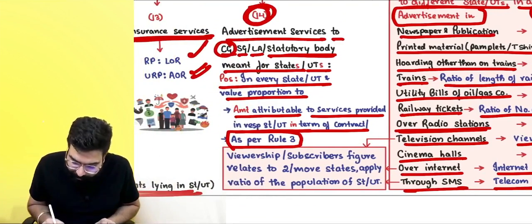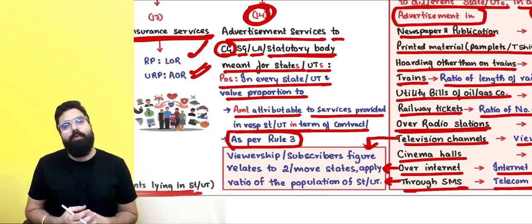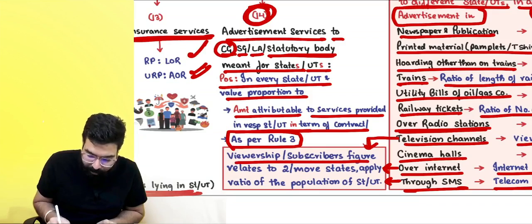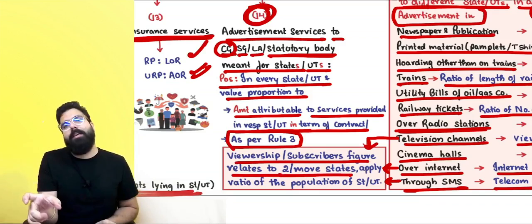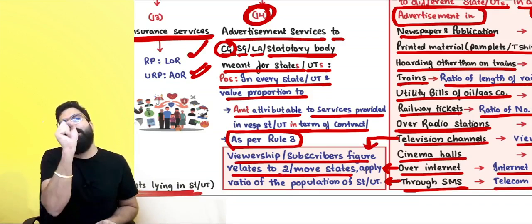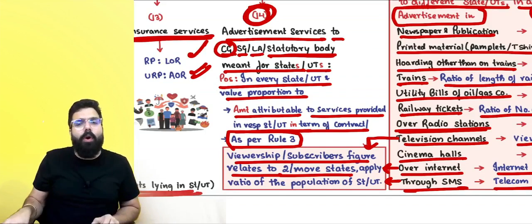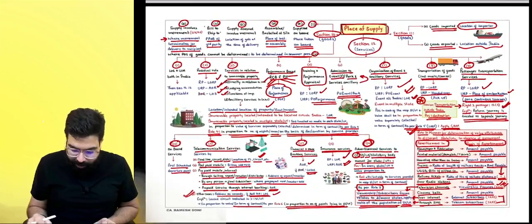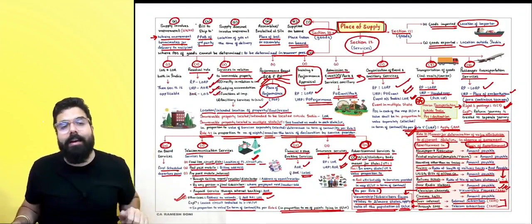Sir, what if these internet subscriber or viewership figures are given for 2 states? Baba, if they are given for 2 states, you can further divide on the basis of ratio. Viewership or subscriber figure relates to 2 or more states. For example, the viewership figures are given for Tamil Nadu and Karnataka jointly. Then you can further apportion the value on the basis of the applicable ratio of the population of the state or UT. Here we are done with your section number 10, 11 and 12, everyone.